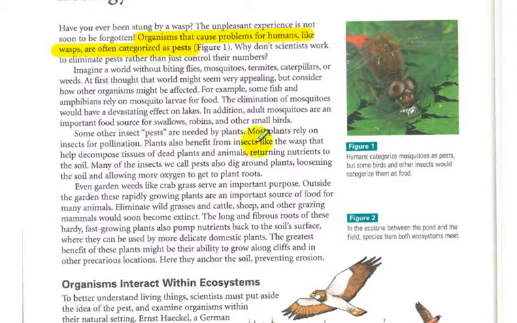Plants also benefit from insects like the wasp that help decompose tissue of dead plants and animals, returning nutrients to the soil. Many of the insects we call pests also dig around plants, loosening the soil and allowing oxygen to get into roots. And of course, if oxygen gets into roots, those plants will grow that much better.